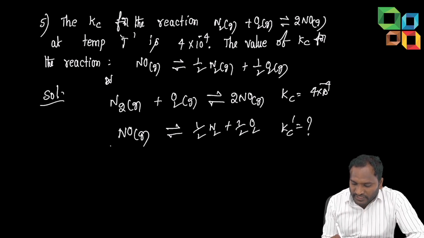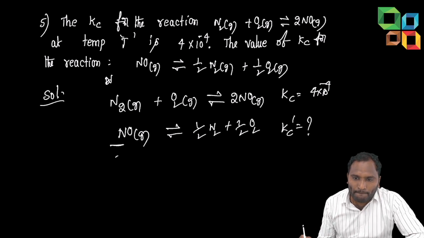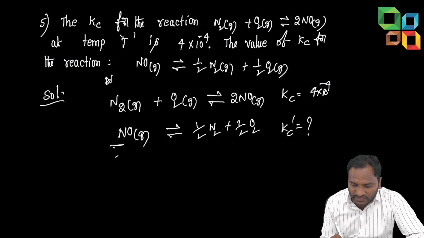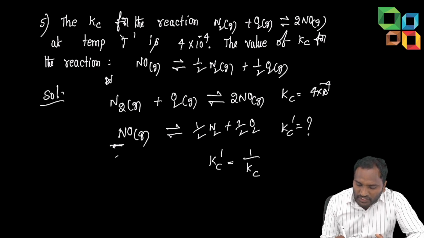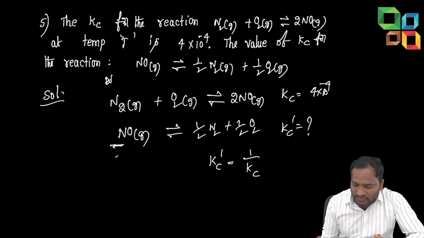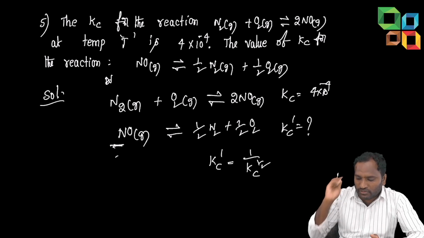If you observe, the second reaction is the reverse of the first one. Yes or no? In the first reaction NO is the product; here it is the reactant. Equilibrium constants of forward and backward reactions are reciprocal to each other. Kc dash is equal to 1 by Kc. Next, here they multiplied with one factor. What is that factor? 1 by 2, so that will be raised to the power of 1 by 2.